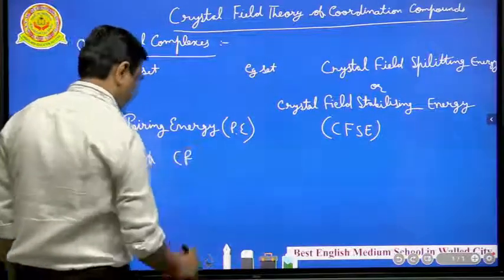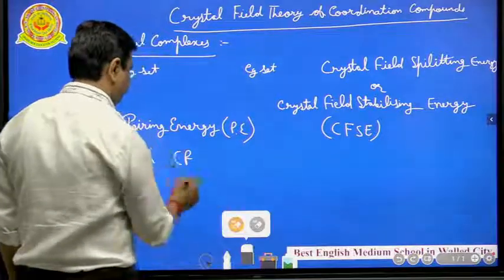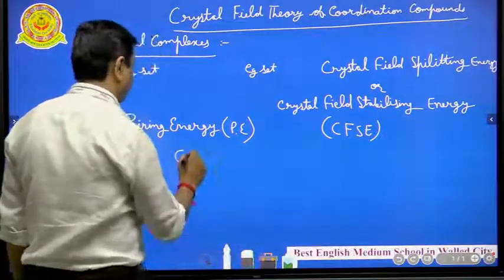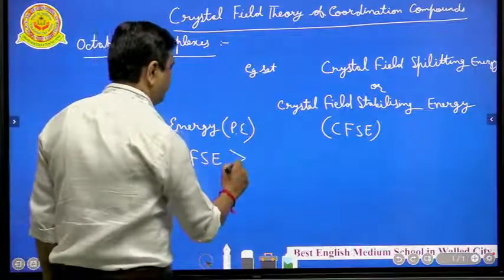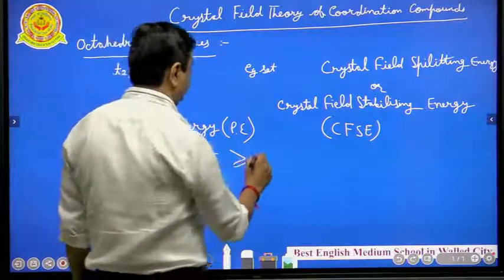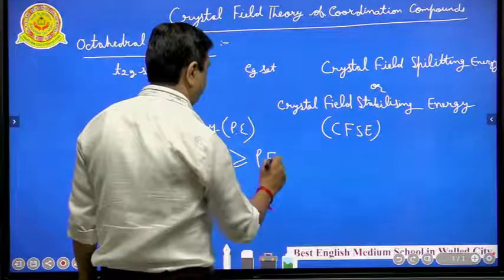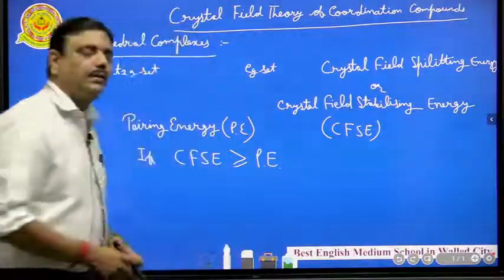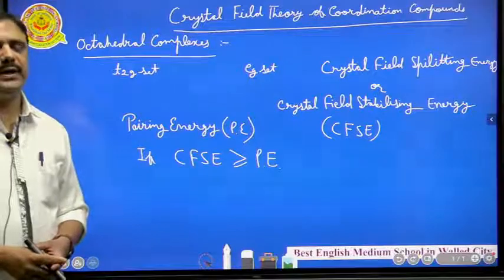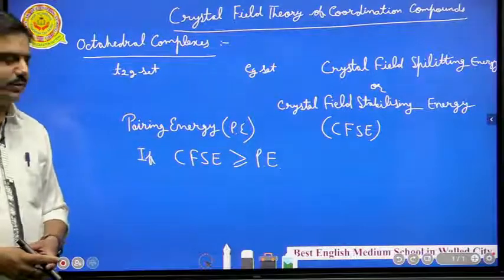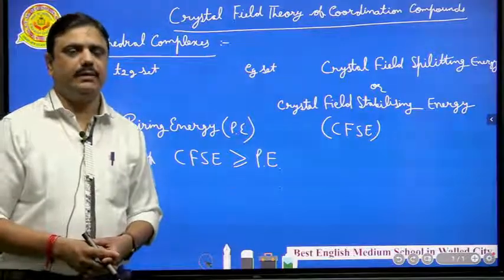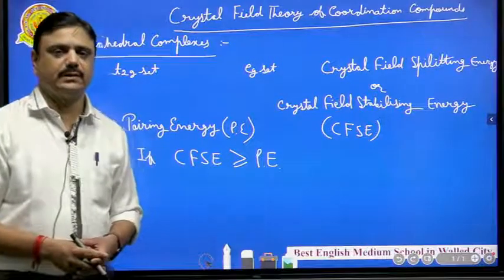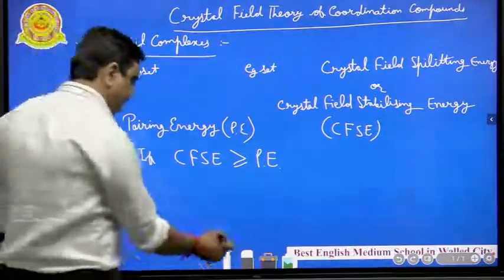Pairing can take place if CFSE is greater than or equal to pairing energy, then the pairing will take place, otherwise not. If CFSE is less than pairing energy, pairing of electrons cannot be done. Okay.